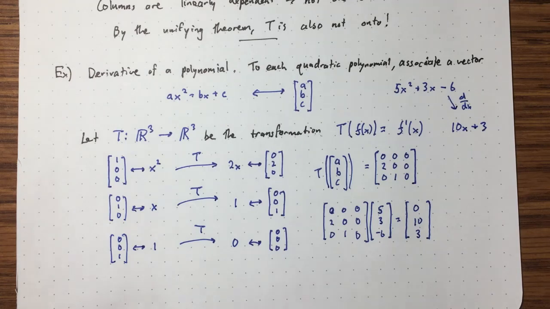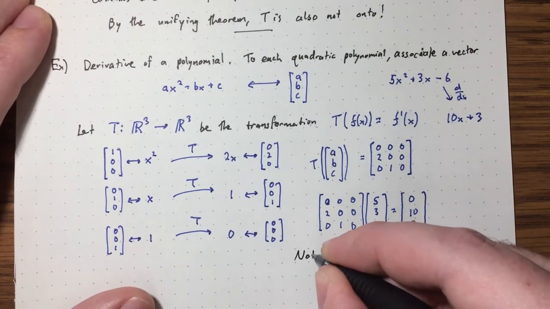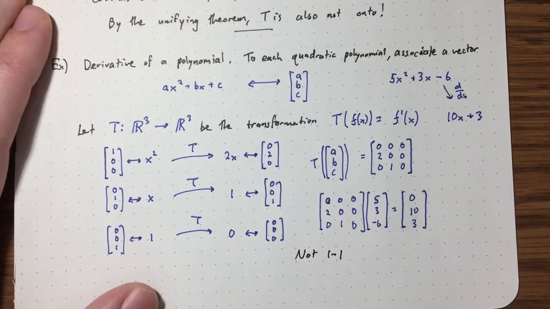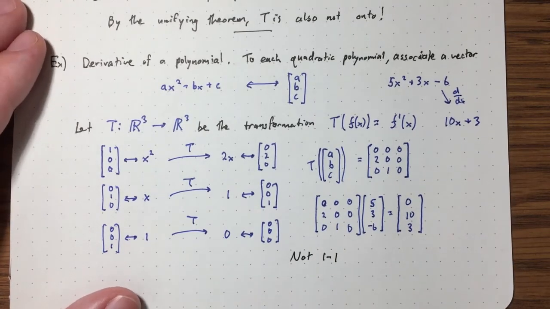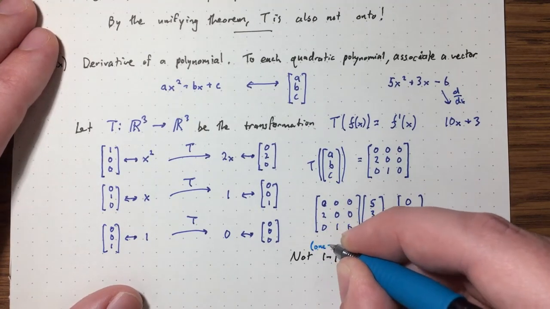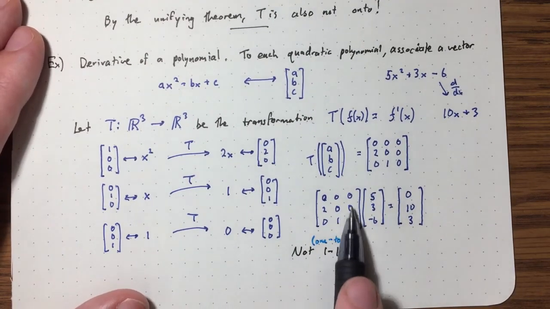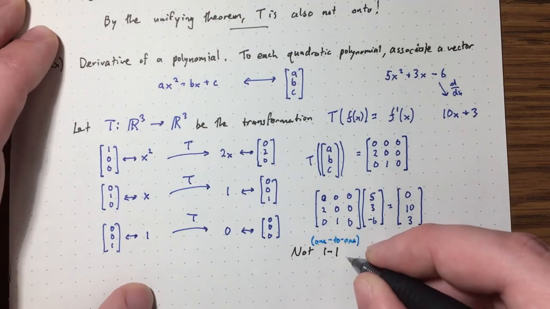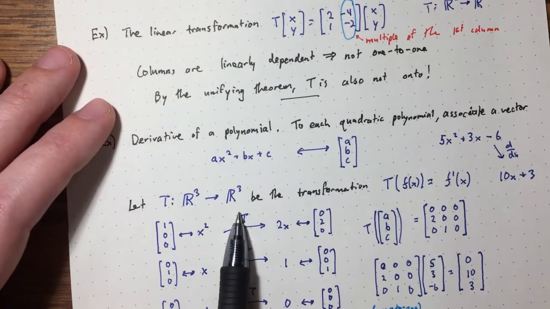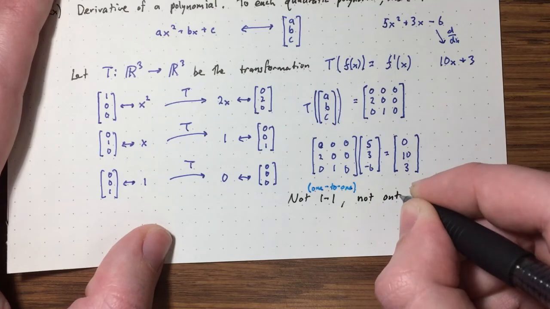What can we say? Is this one to one or is this onto? Well, no to both, right? So this is not one to one. Sometimes you just write one to one like this, one dash one. Why is it not one to one? Because the columns are clearly linearly dependent, right? I have an all zero column. But it's also a transformation from R3 to R3. So it's not one to one, and it's not onto by the unifying theorem.